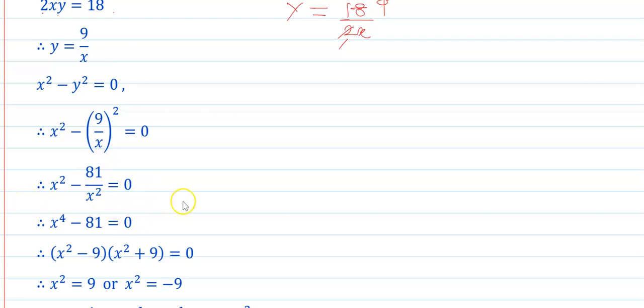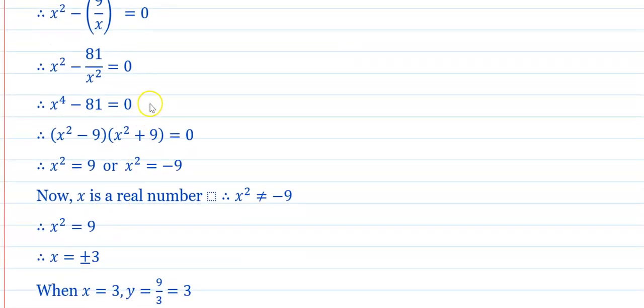Multiply on both sides by x square, then you will get x square into x square, x raised to 4. x square into 81 upon x square get cancelled. You will get minus 81 and that's equal to 0. And hence the factors are (x square minus 9) into (x square plus 9) is equal to 0. Which form is this? It is the form of a square minus b square. And hence x square is equal to 9 or x square is equal to minus 9. Again, x is a real number and therefore x square is equal to minus 9 is not possible. Then what is possible?